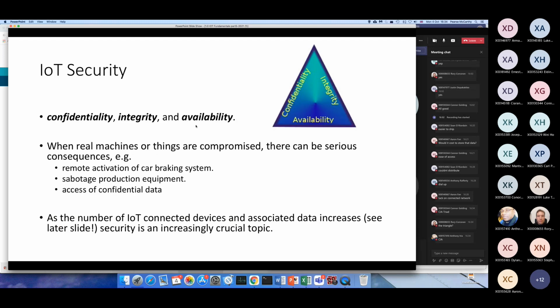So anytime you're having a security conversation, you bring these three in, and it's exactly the same thing with IoT devices. We need to make sure that we can be confidential when we need to, stuff doesn't change if it's not supposed to change, and we can get access to stuff when we need to get access to it. All right? So when it goes wrong, you can have serious problems.